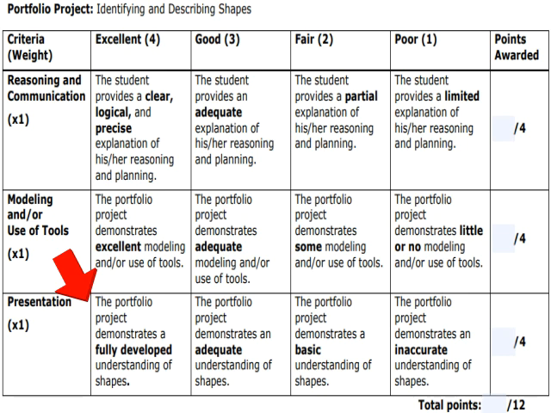The last section says the portfolio project demonstrates a fully developed understanding of shapes. So that's a big part of this project. You need to include 5 shapes in your blueprint: a rectangle, a square, a circle, a triangle, and a hexagon. So when we draw a blueprint, we usually use shapes to represent objects or parts. So you're going to need to include those 5 shapes in your plan for your real life object.